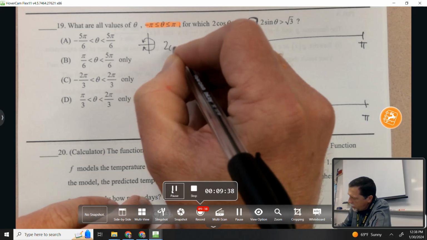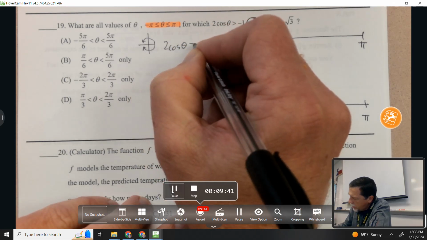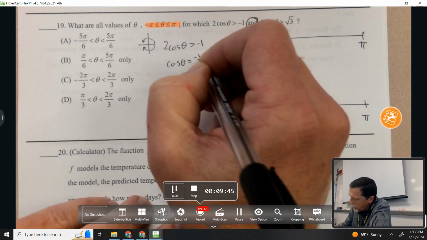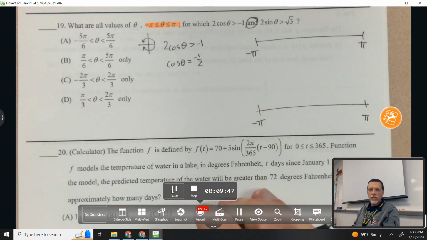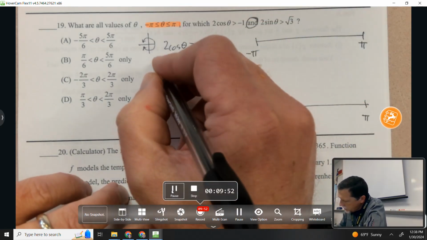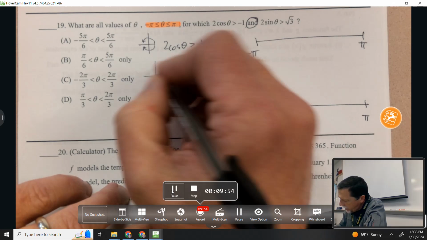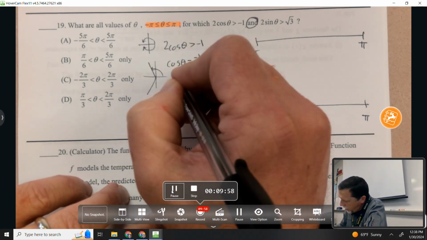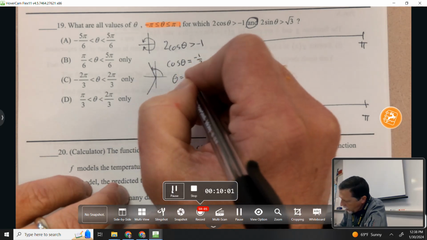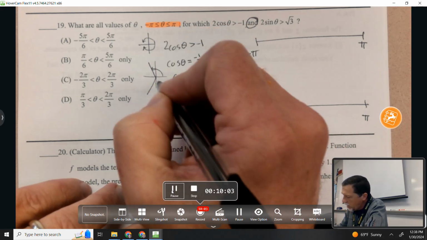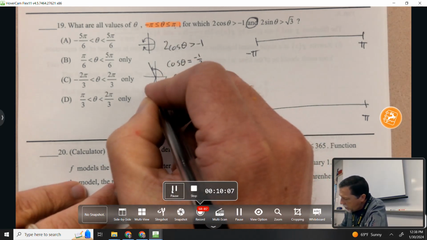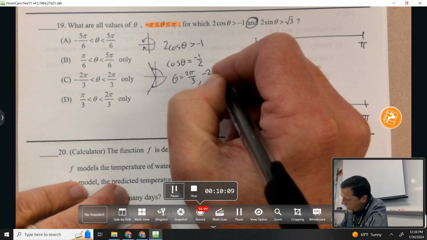Alright, so 2 cosine theta is greater than negative 1. I'm just going to switch that to an equal sign because I'll worry about the greater than and less than with the number line and intervals. Cosine is negative 1/2. This was like the last problem we did, at 2 pi over 3. Although I have to be careful because I don't want to use 4 pi over 3. That's not in my interval. I need to go backwards and use negative 2 pi over 3.